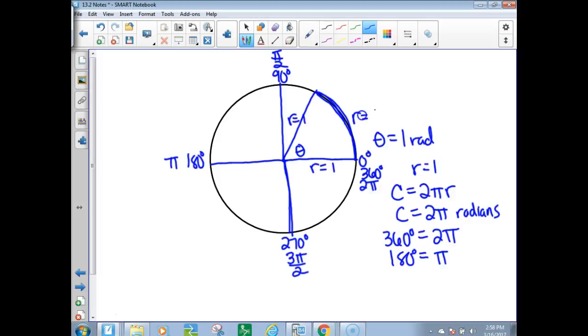Now, if I divide both sides by pi here, I would get 180 degrees over pi equals, I divide by pi on both sides. What would this be then? Okay, this is leading us to the conversion factor. This is 1 radian.